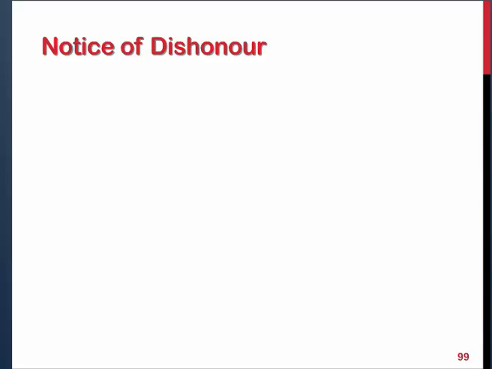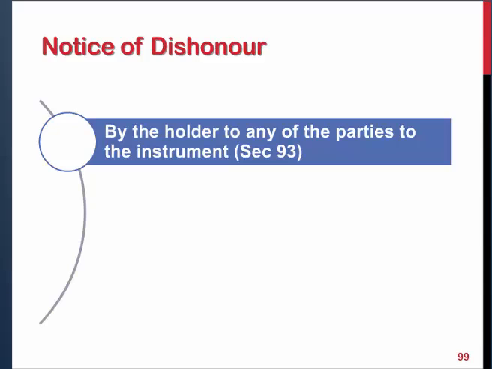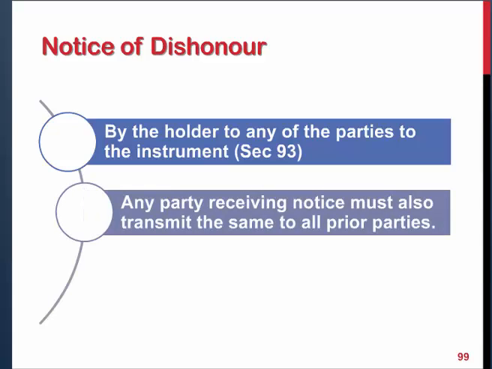When a negotiable instrument is dishonored, notice of dishonor must be sent. Notice of dishonor must be given by the holder to any of the parties to the instrument who remains liable thereon, Section 93. If any negotiable instrument is dishonored, a notice must go to every party. Further, any party receiving notice of dishonor must also transmit the same within a reasonable time to all parties in order to render them liable to him.